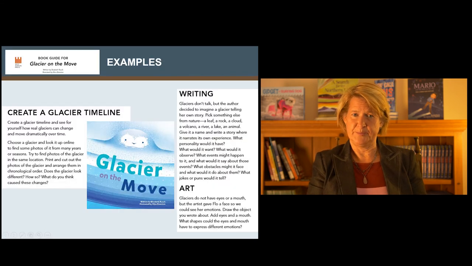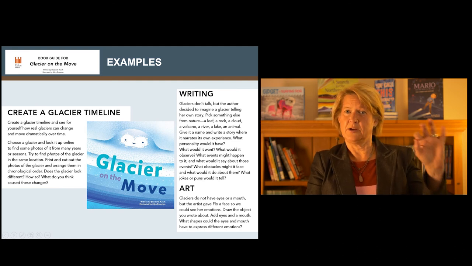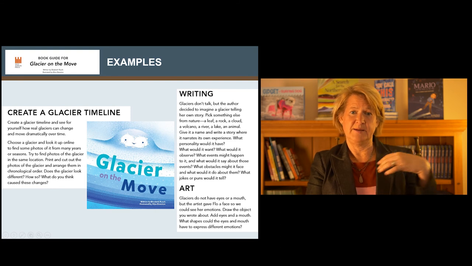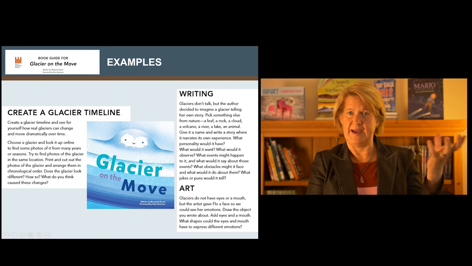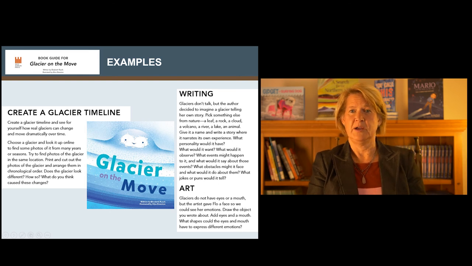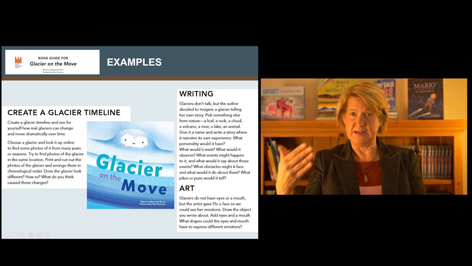I'm just going to give you a couple examples of the kinds of things you'll find there. For my Glacier on the Move book, there's an activity where kids can create a glacial timeline. So they pick a glacier and they look online for pictures of that glacier over time and see how that glacier has changed and how that relates to the story in the book. There's a writing prompt, which basically says, glaciers don't talk, but the author decided to have this glacier talk. Pick something from nature, a leaf, a rock, a cloud, an animal, a lake, give it a name and give it a voice and have it tell its story.